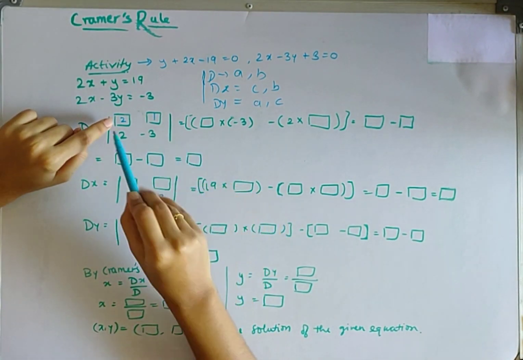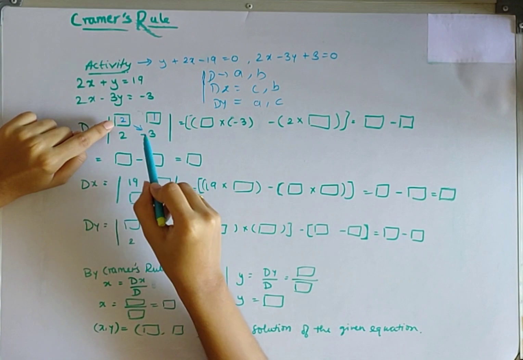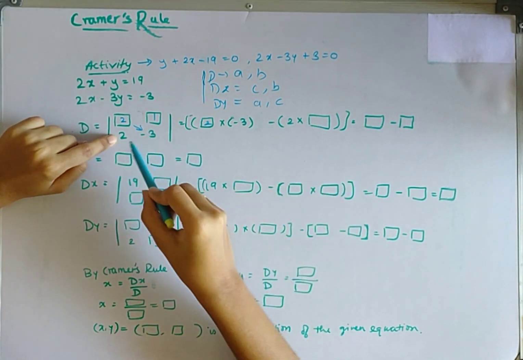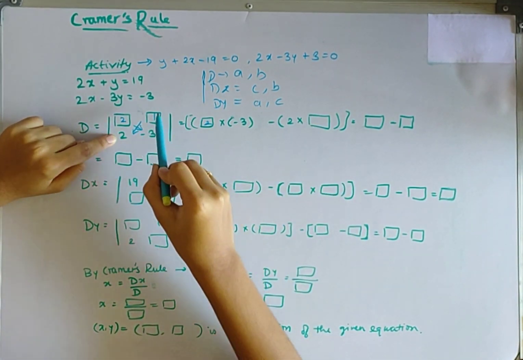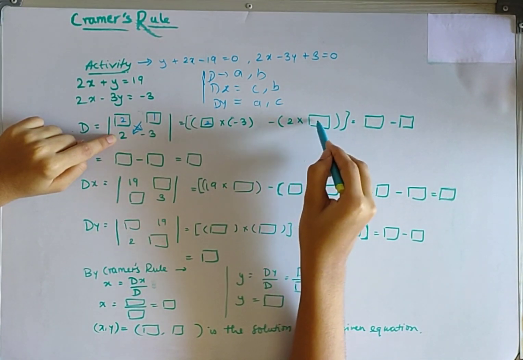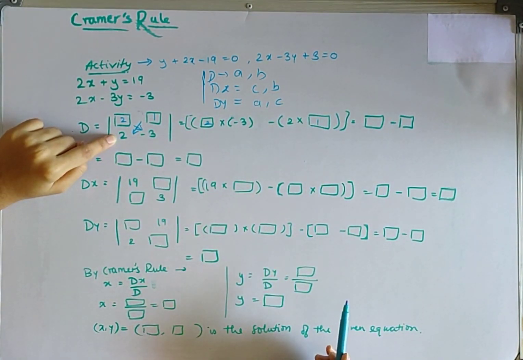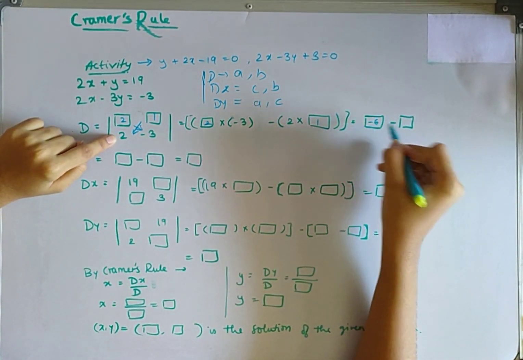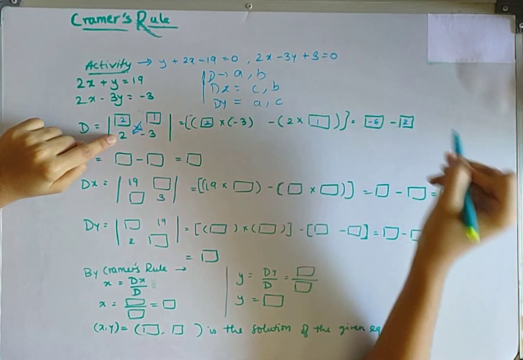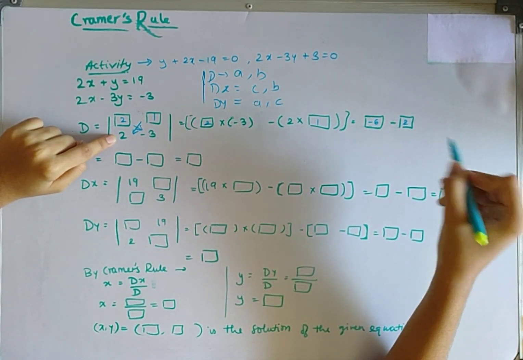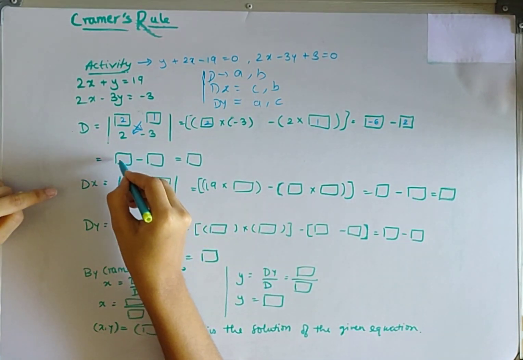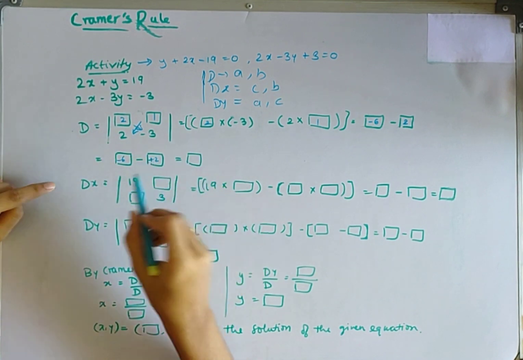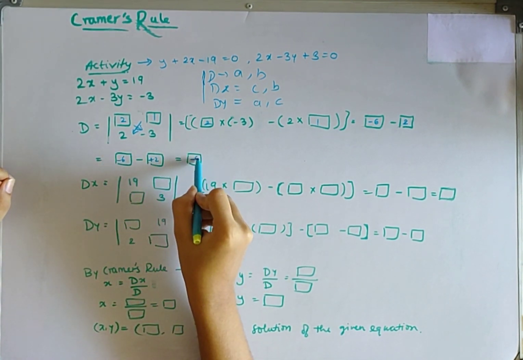Now for solving this, what will you do? First look for this diagonal, 2 into minus 3. So this will be your 2 into minus 3 minus what? Then you look for this diagonal, 1 into 2. So that is 2 into 1 if I write. Fine. Then what will happen here? 2 into minus 3 is minus 6, minus 2. So what will be your answer here? Minus 6 minus 2, that is minus 8.